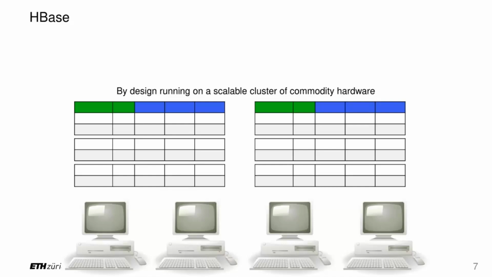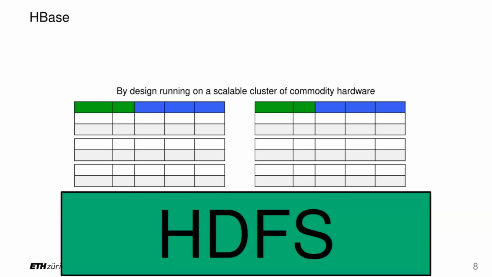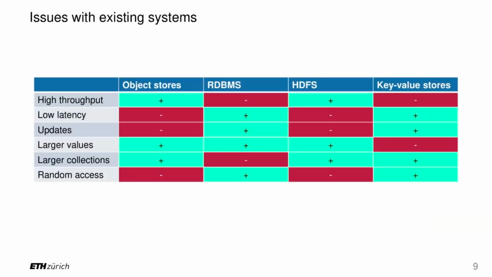And so the idea is that since we have introduced HDFS, which already gives us a file system on which we can store petabytes of data, why don't we use this file system HDFS as the basis for storing our tables? That is exactly the big idea here. And so we are going to use HDFS in order to get a system that checks all boxes. And what I mean with boxes is high throughput, low latency. You can update the data, larger values, larger collections, and random access.